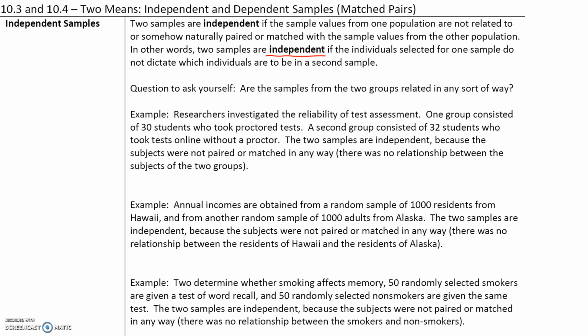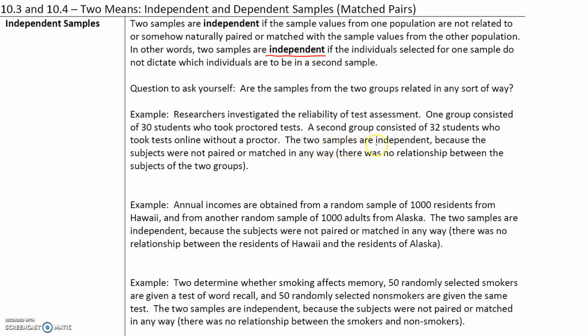To determine if a sample is independent, ask yourself this question. Are the samples from the two groups related in any sort of way? Here's an example. Researchers investigated the reliability of test assessment. One group consisted of 30 students who took a proctored test. A proctored test is when you have someone watching you. A second group of 32 students took tests online without a proctor. So if they wanted to, they could have had someone else take the test, have someone else next to them that could have helped them.